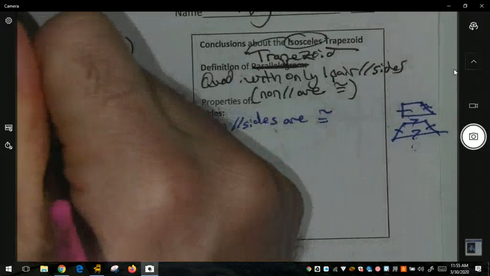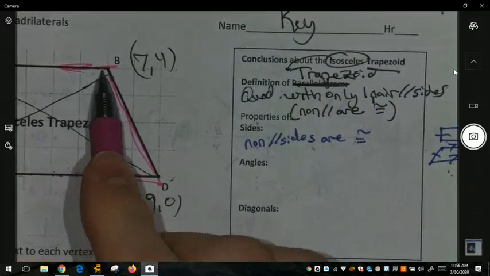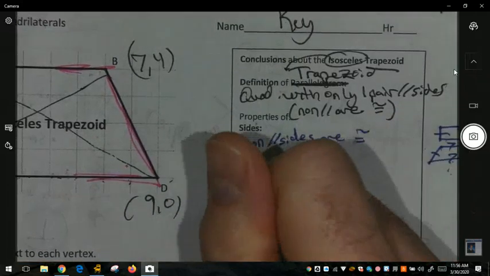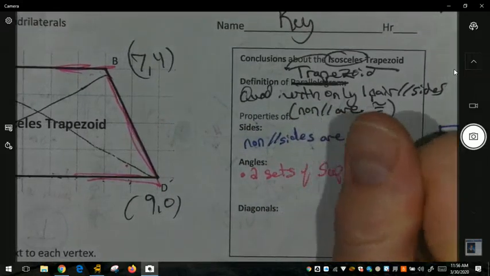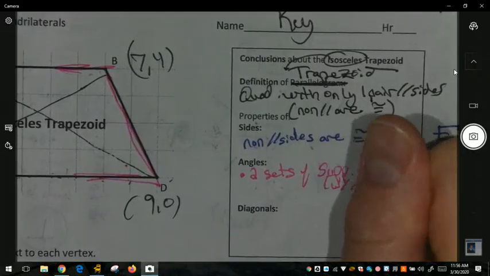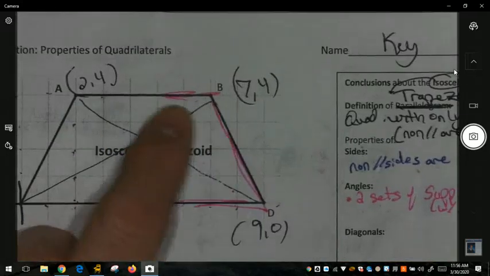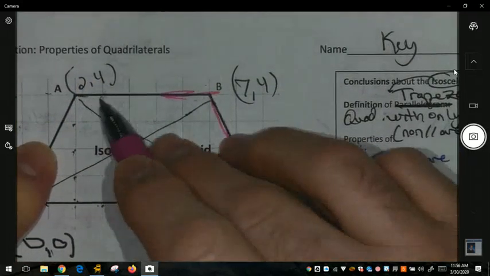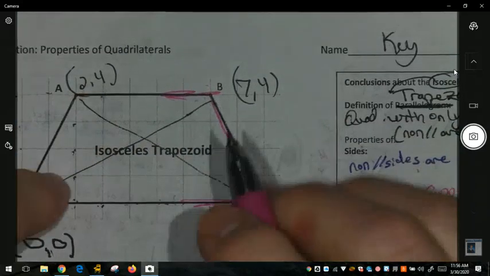For our angles with the parallel lines, these are called base angles. We have the top base angles, the bottom base angles. We will have two sets of supplementary angles, the ones formed with parallel lines. If it's not with the parallel lines, like if you look carefully at the picture, A and B, these two lines are not parallel. This is an obtuse angle and this is an obtuse angle. They're going to add to more than 180. Those lines will never be parallel.